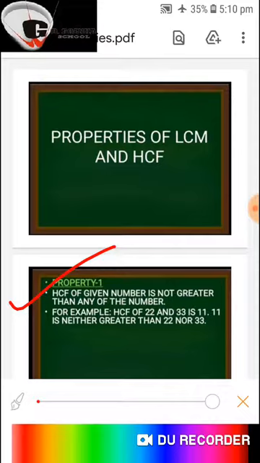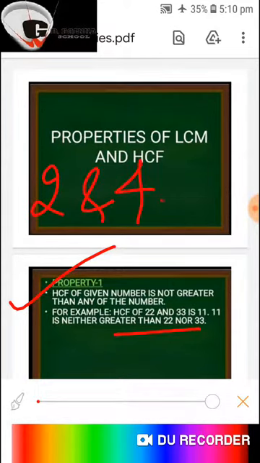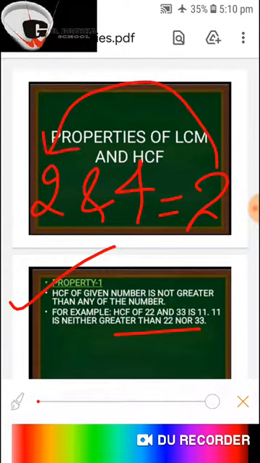Let us understand this property with an example. For example, the HCF of 22 and 33 is 11. You can see that 11 is neither greater than 22 nor greater than 33. 11 is less than 22 and 33. Similarly, if you see the HCF of 2 and 4, it is equal to 2, which is equal to one of the given numbers.